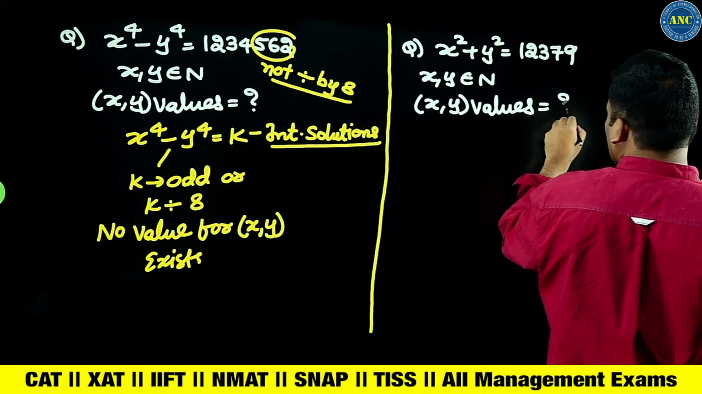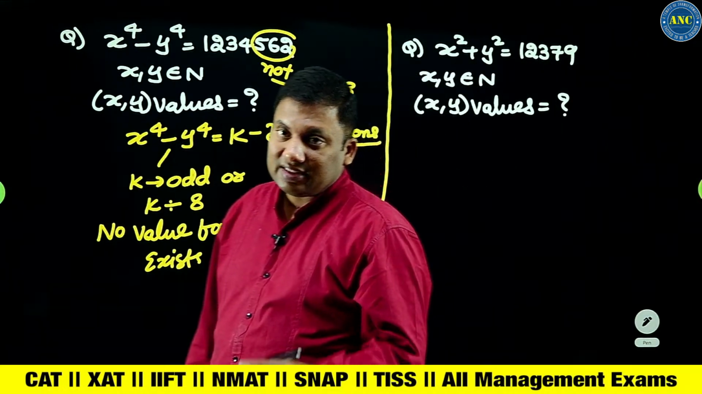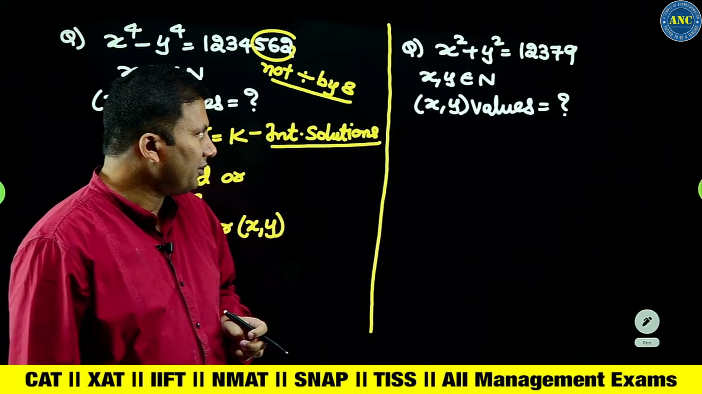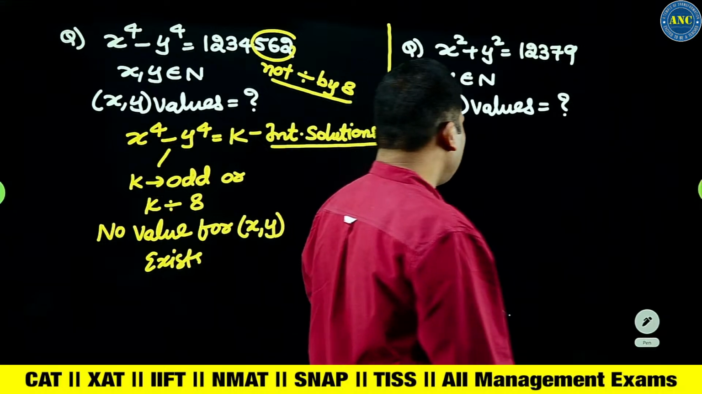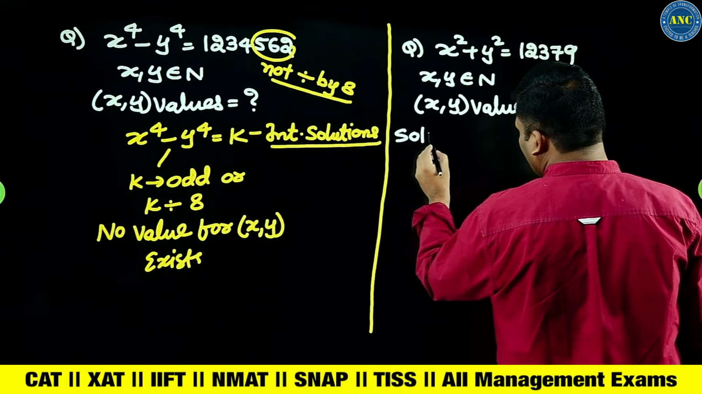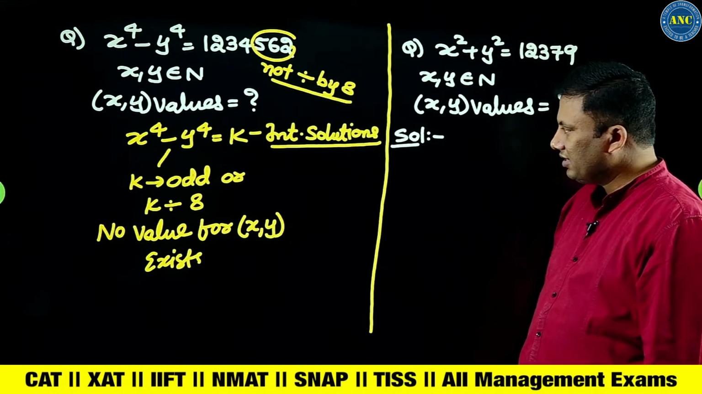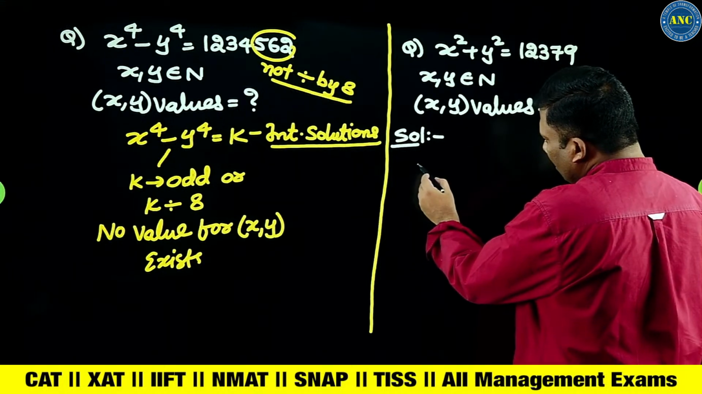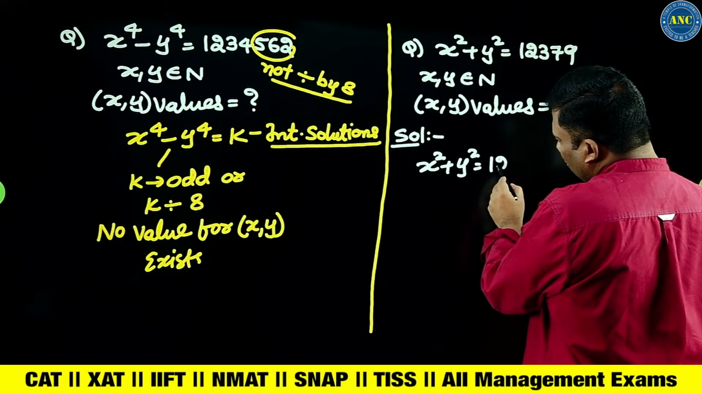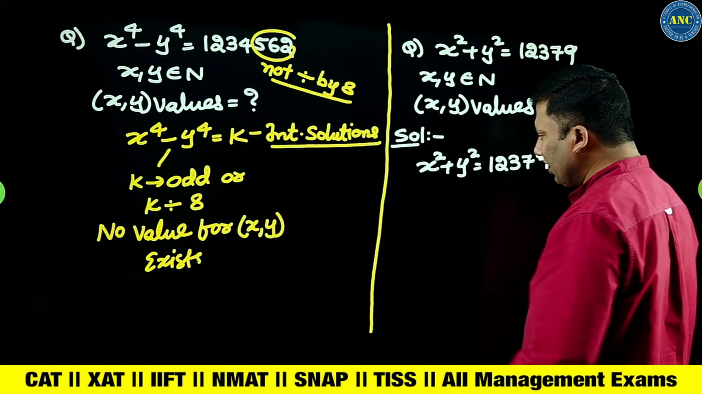We did the case for x square minus y square is equivalent to k. This is the case for x square plus y square is equivalent to k. x square plus y square is equivalent to 1, 2, 3, 7, 9, where x, y are natural numbers. How many values will x, y take? Listen carefully, sir. Just go through the basic fundamentals, you will get the answer.